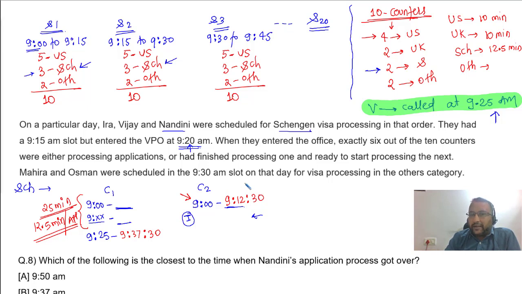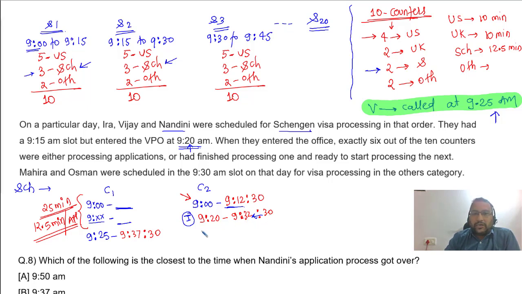Ira arrived at the VPO at 9:20. At that time, counter 2 is empty. So Ira is called immediately at 9:20. It means the application of Ira will start at 9:20, and it will end after 12.5 minutes. That is equal to 9 hours 32 minutes 30 seconds.